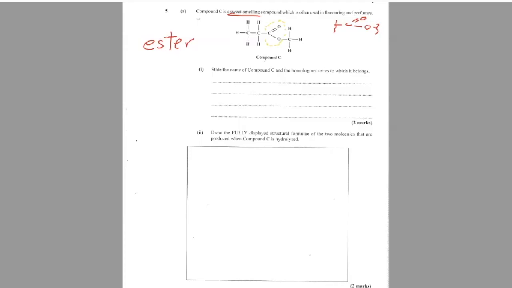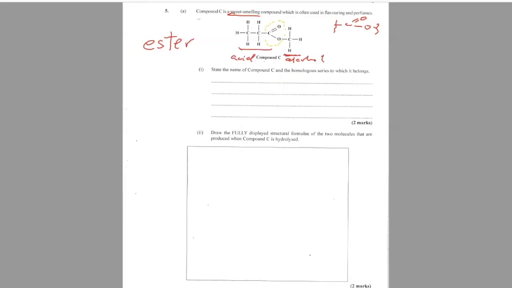So two things make up an ester. An ester is formed from an alcohol and an organic acid. So the alcohol part is at the end. The alcohol portion is at the end. So this part is coming from our alcohol, and the part at the front is coming from our acid.